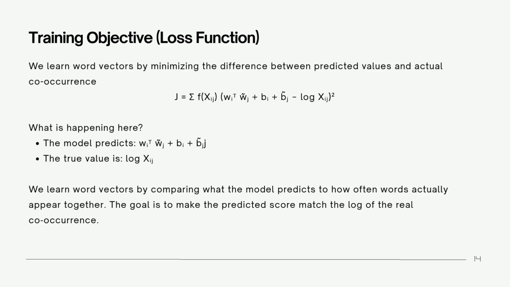Now, how do we train the model? We define a loss function that measures the difference between predicted values and the actual log co-occurrences. The goal is to minimize the difference. So essentially, we are fitting our model to match the real world statistics. The better the fit, the better the word embedding.